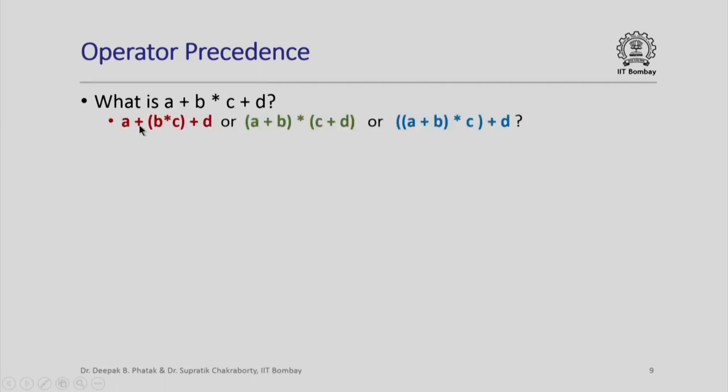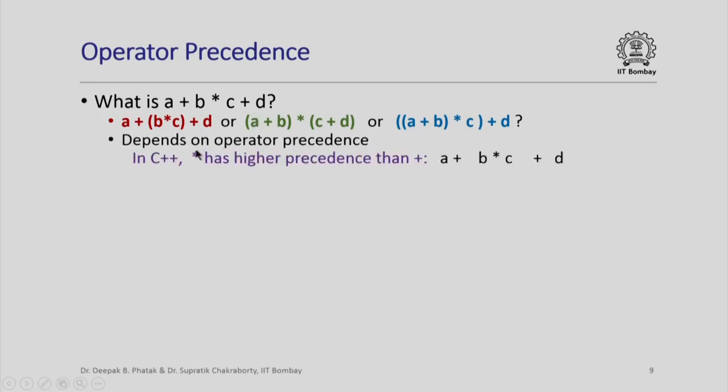Now let us look at how we read expressions when they are written out in C++. For example, consider this expression: a + b * c + d. Should I read it like this, that b * c should be evaluated first and then a and d should be added to it, or should a and b be added, c and d be added and then they should be multiplied, or should it be the case that you add a and b, then multiply it with c and then finally add d to it? So which of these is represented when I write this arithmetic expression in C++?